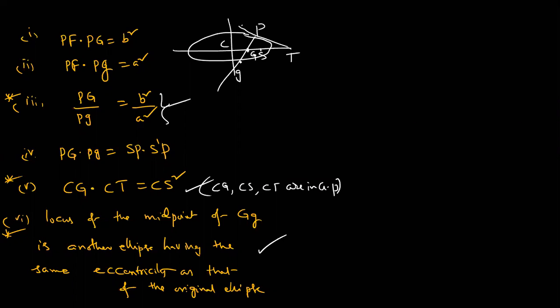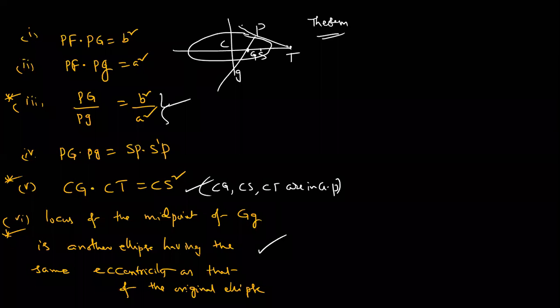And another one is the midpoint of Gg. You already know the coordinates of G. The locus of the midpoint of Gg is always an ellipse. What is the eccentricity of the new curve? That is also the same as the original ellipse. What is T? The tangent meets the major axis at T. That is the meaning.